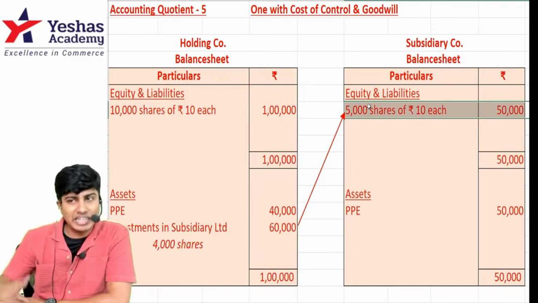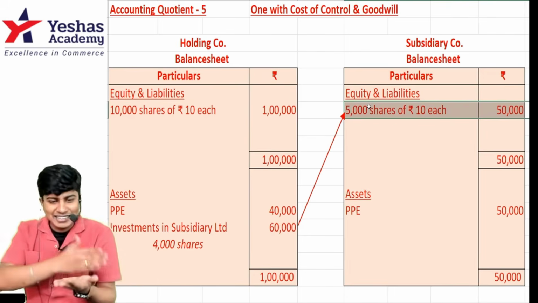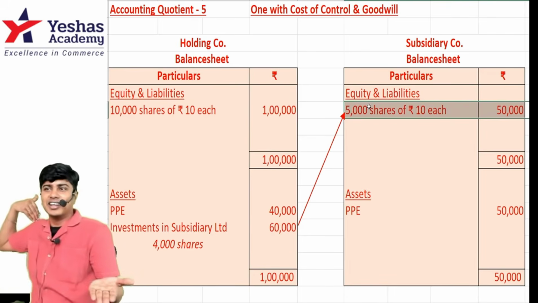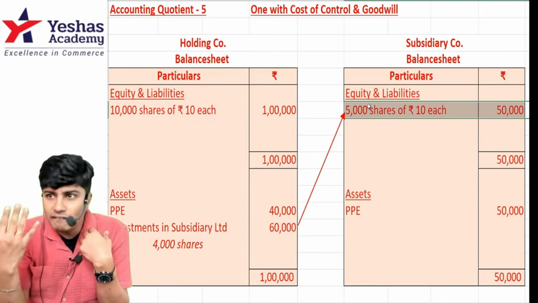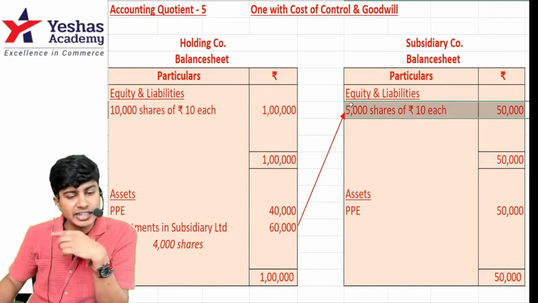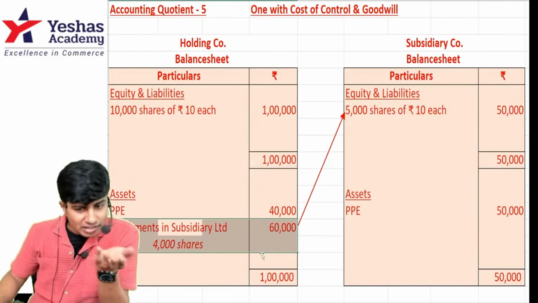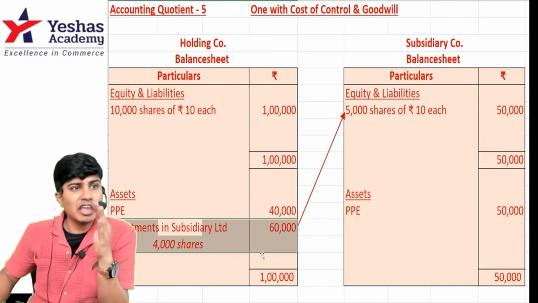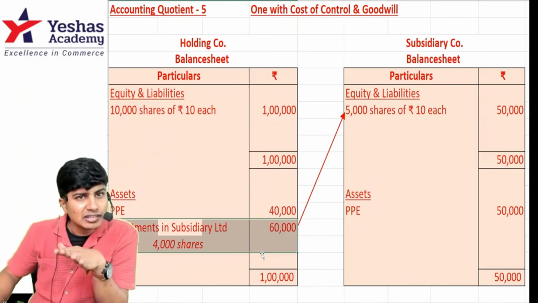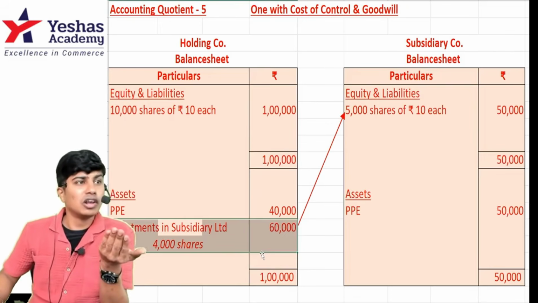How much is the balance share capital that I hold? 40. For 40,000 share capital, how much money did I pay? I paid extra 20. That 20 I paid extra is goodwill. If I pay less, capital reserve is a profit. If I pay less, profit. If I pay more, loss, goodwill.